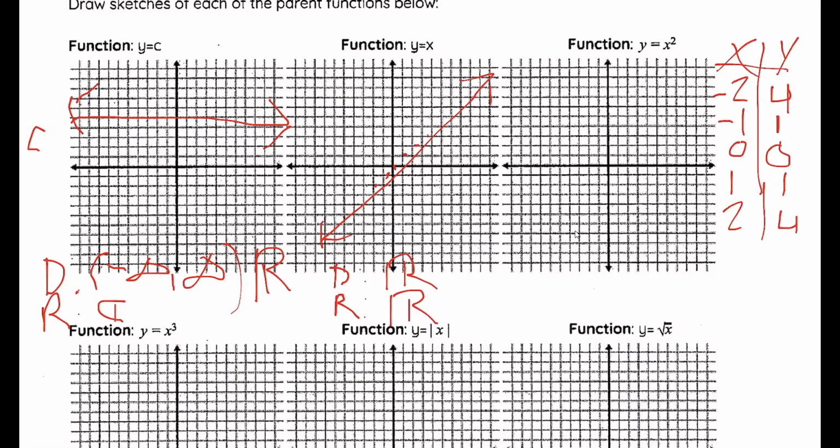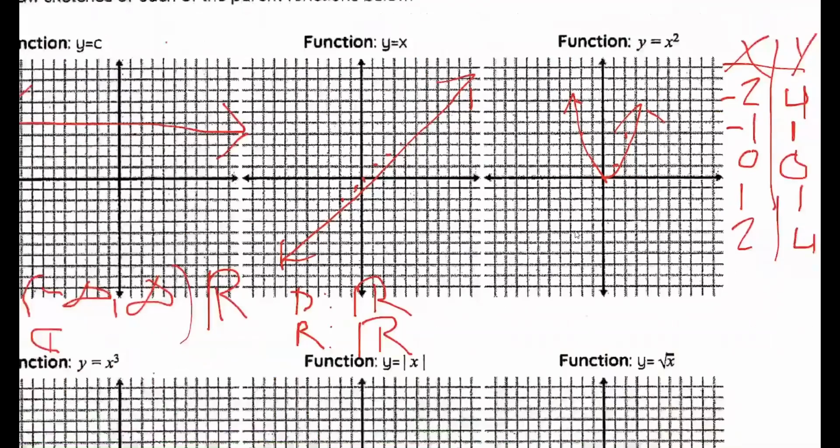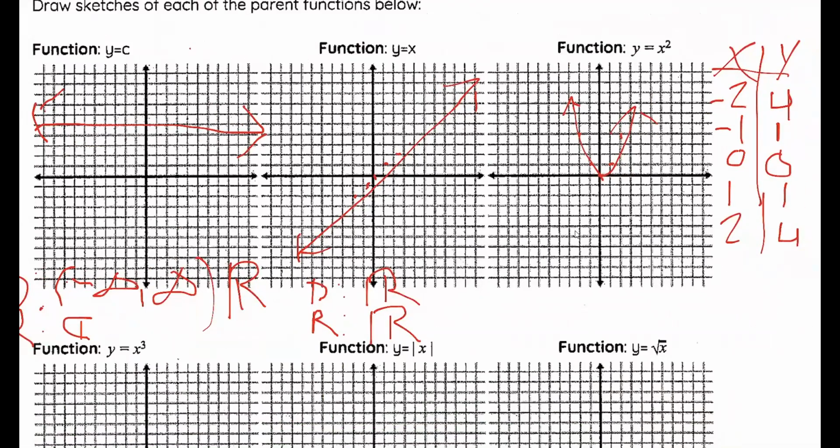You might notice some symmetry in our table. That's one thing we'll talk a lot about when we do more with quadratics. But if you plot it, I'm just going to zoom in. You have points at 0, 0, 1, 1, -1, 1, 2, 4, and -2, 4. So it looks roughly like that, and you try to make it kind of round. It's not like a sharp point. We'll see an absolute value makes more of a V. The x squared makes more of a U shape.